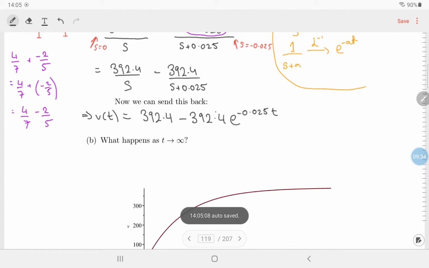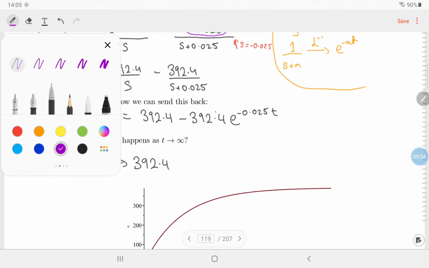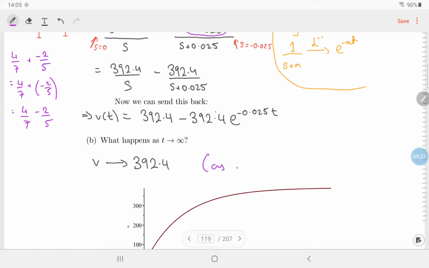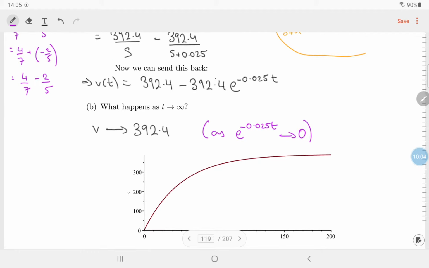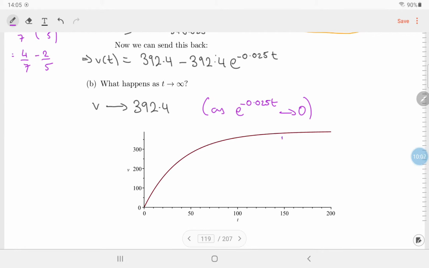Okay, and then the next question is what happens to this when time gets big? Now the 392.4 just stays, that's a constant, but the second term, you've got this big number, nearly 400, but it's multiplied by something that goes to 0. So as t gets big, V gets closer and closer to 392.4. And why is that? As e to the minus 0.025t goes to 0. Negative exponentials go to 0. Now, in context, this is a terminal velocity.